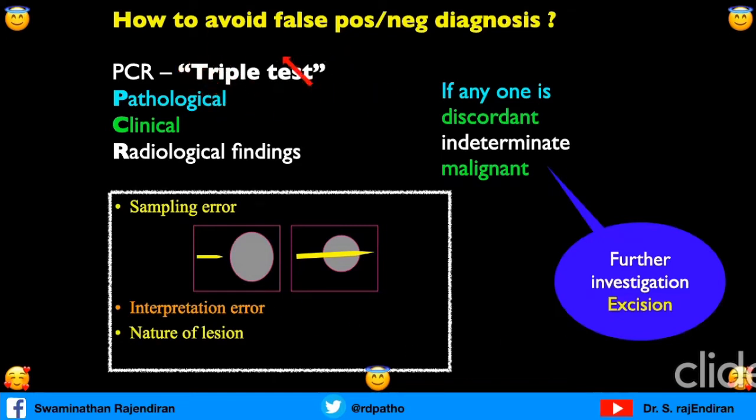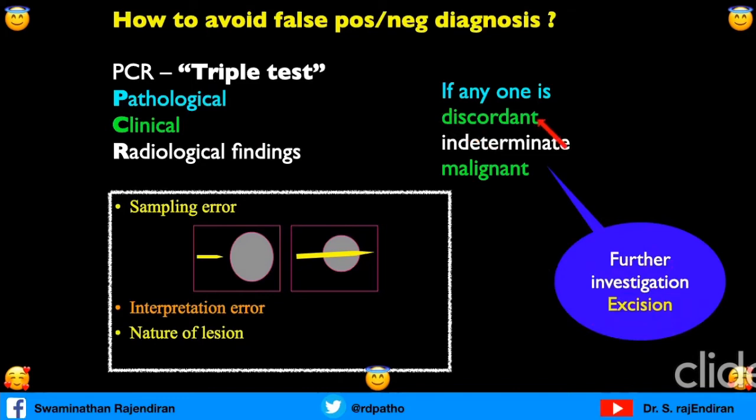Triple test is very popular in breast, but my kind request is to use this triple test in all the organs, where pathological, clinical, and radiological findings should go hand in hand. If they think cancer clinically and radiologically, it has to be cancer pathologically. Okay, if any one of them is discordant, for example, radiologically they tell it is cancer, pathologically you don't see cancer, that means you have to go for further investigation or excision.